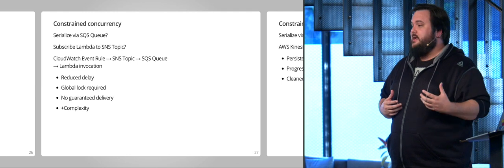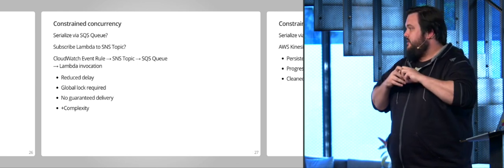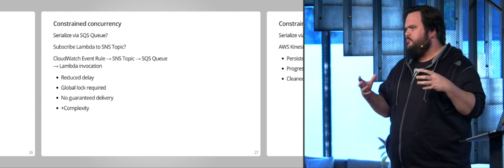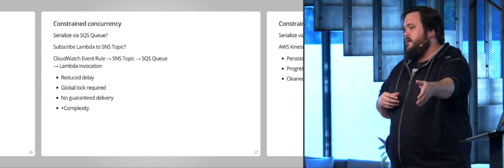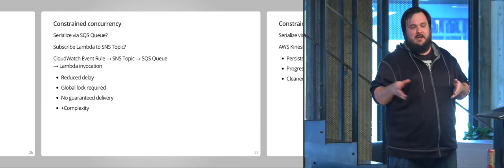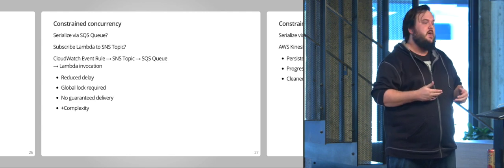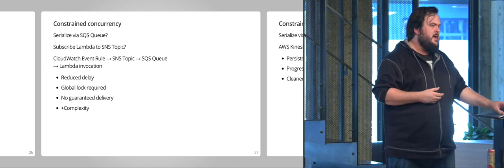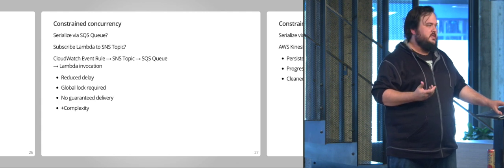We could add an SNS topic. SNS, Simple Notification Service, has great pub/sub primitives that let us fan out a message, so we could fan out both to the SQS queue and to Lambda, so Lambda would be triggered to say, hey, something's happened, go and have a look at the queue. Again, additional complexity. And also there's no guaranteed delivery with SNS, so chances are messages might go missing.